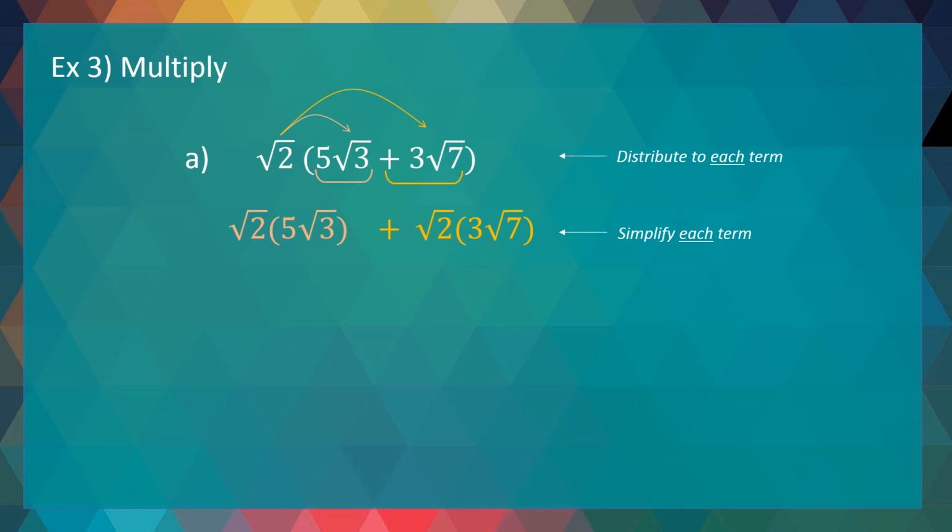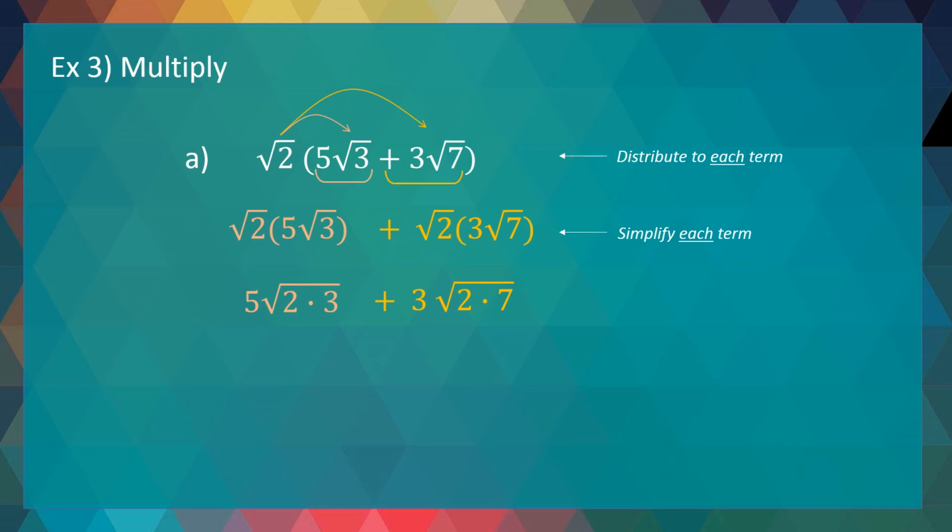The first term is square root 2 times 5 square root 3. So again, a term consists of each of these values that are all multiplying, meaning we can reorder them any way that we want. So any values not under the radical need to be brought to the front, and those that are under the radical, as long as they have the same index, can be written as a single radical. So the first term can be written as 5 square root 2 times 3. The second term can be written as 3 square root 2 times 7.